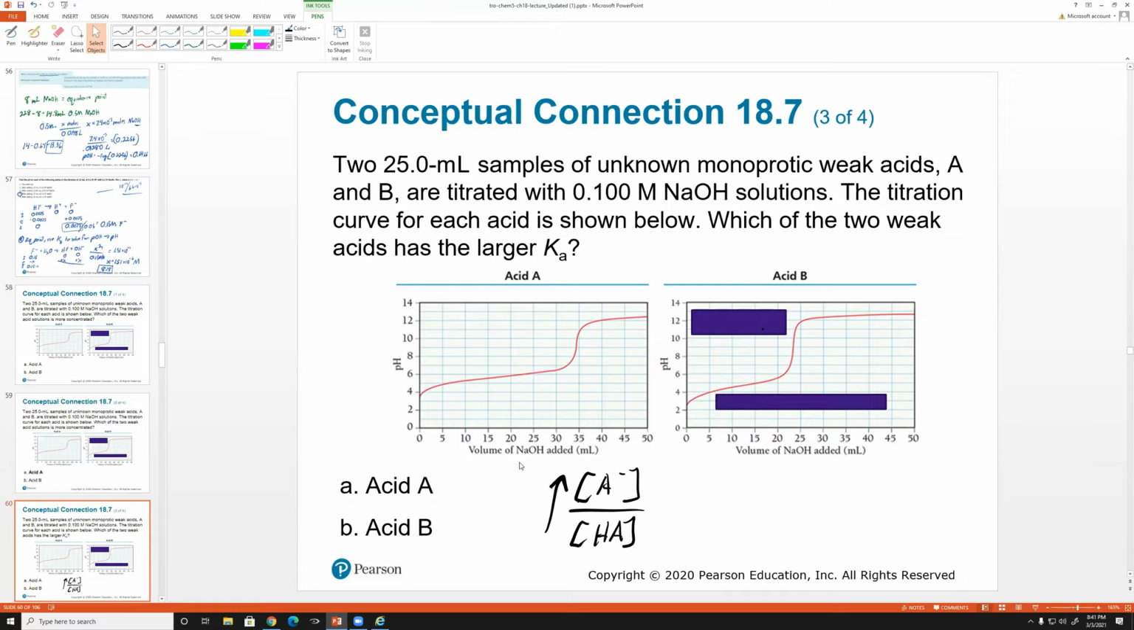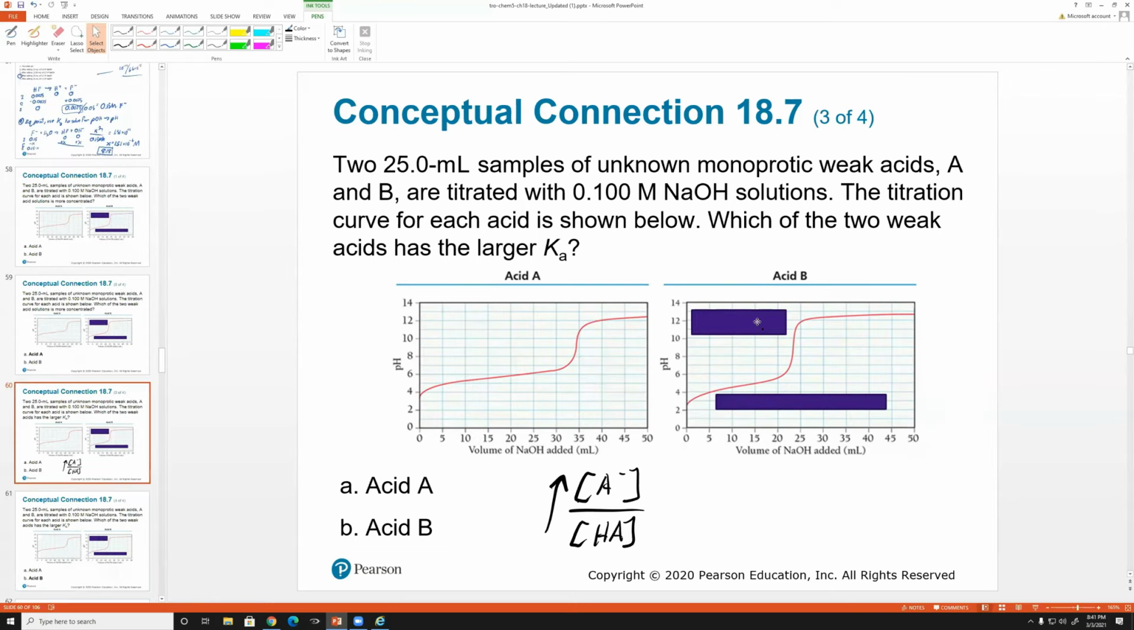So which one of these has a higher Ka, meaning a stronger acid? Yes, acid B. It starts at a lower pH. Therefore, you're going to have more at this initial point. You're going to have more of the A minus that's there. And that's the answer. But look, here's what's underneath.